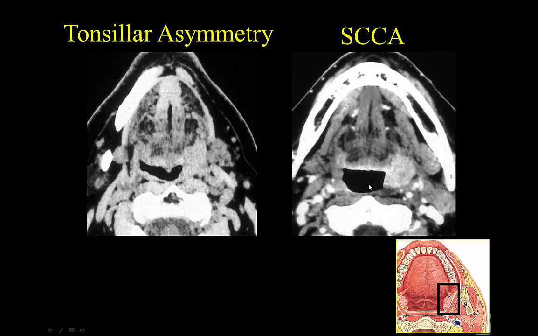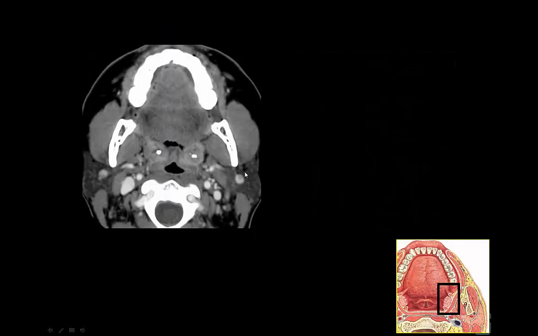Again, if you're in a community-based practice and you don't have the cell phones of all your ENT surgeons that you feel comfortable calling, it's totally appropriate, at least in my opinion, to go in and just correlate with your physical exam. And this one on your left-hand side would be nice and soft. On the right-hand side, this would be rock hard. So on the right is your squamous cell carcinoma, and on the left-hand side is your tonsillar asymmetry.